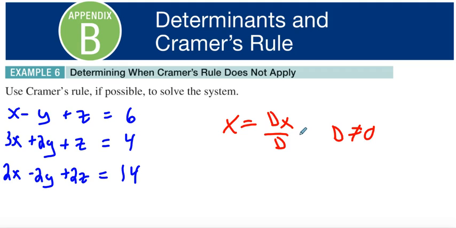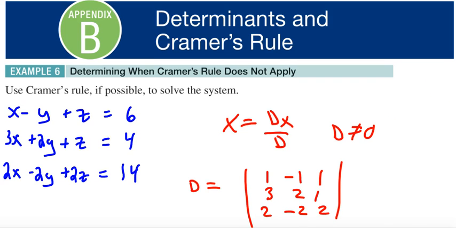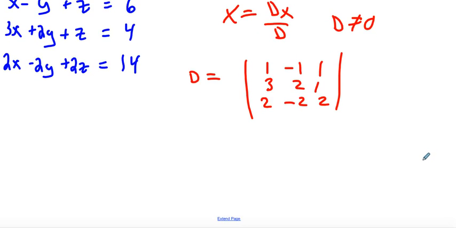Because if the determinant is 0, it's not possible to divide by 0. So that's the first thing you always want to do. If you're going to do a 3 by 3, I wouldn't start with D of x or D of y or D of z. Start with D first. Let's find the determinant first, so that's 1, negative 1, 1, 3, 2, 1, 2, negative 2, 2. As long as that's not 0, then you should proceed on. But if this is 0, then you can at least say you can't use Cramer's rule. You might have to use a different method.